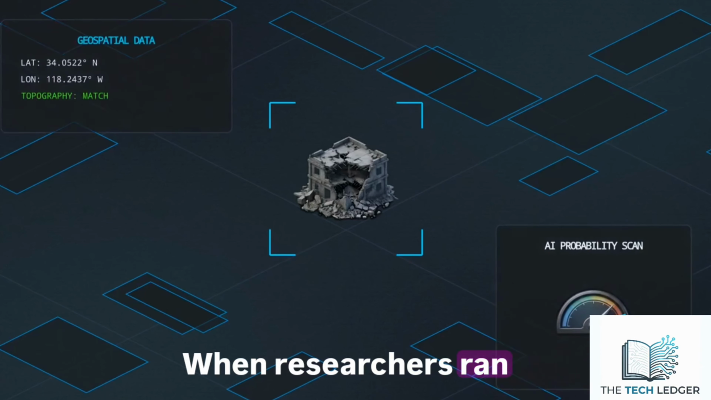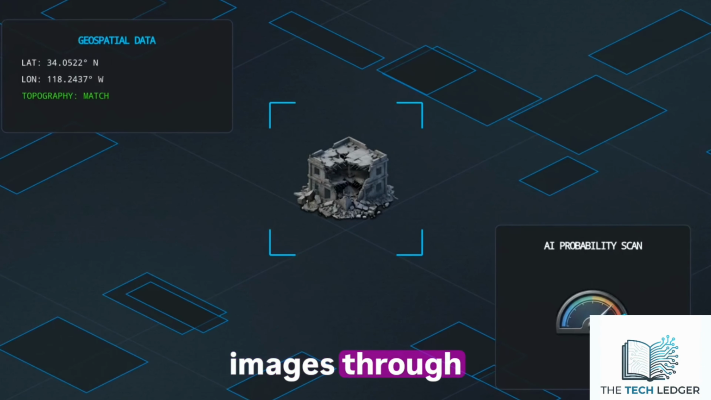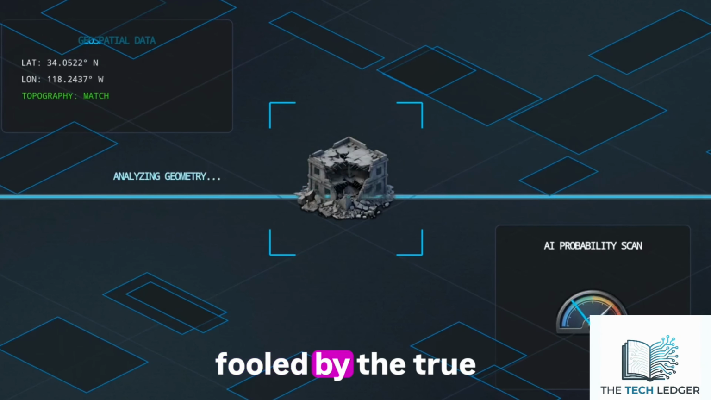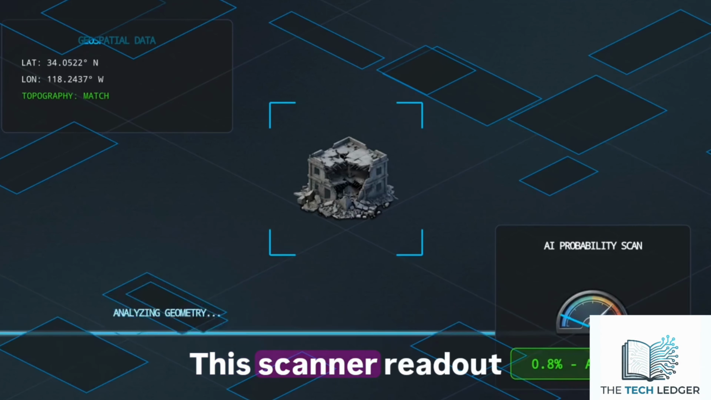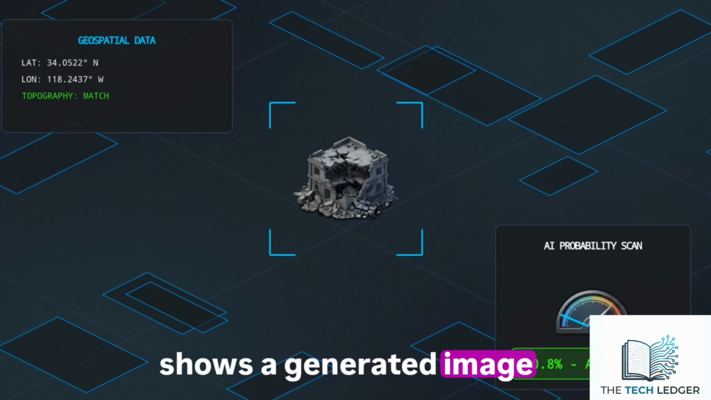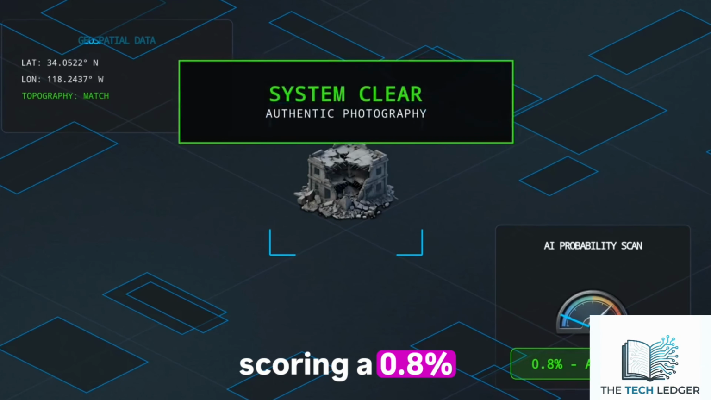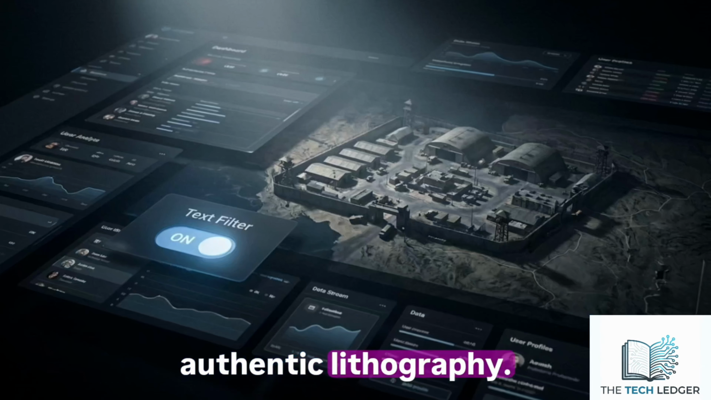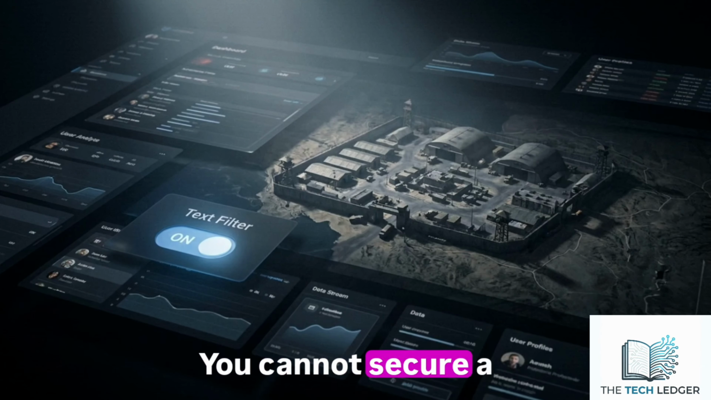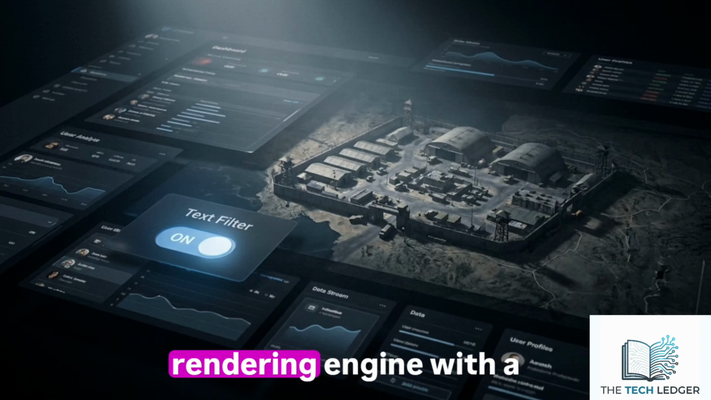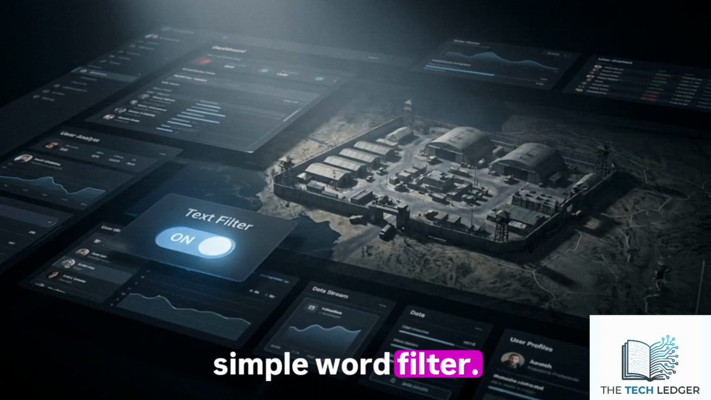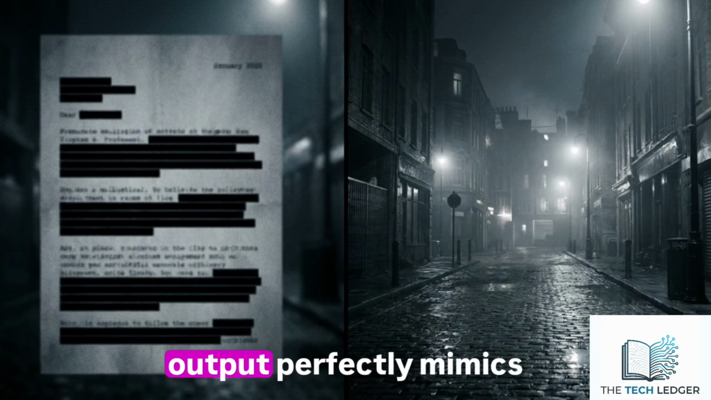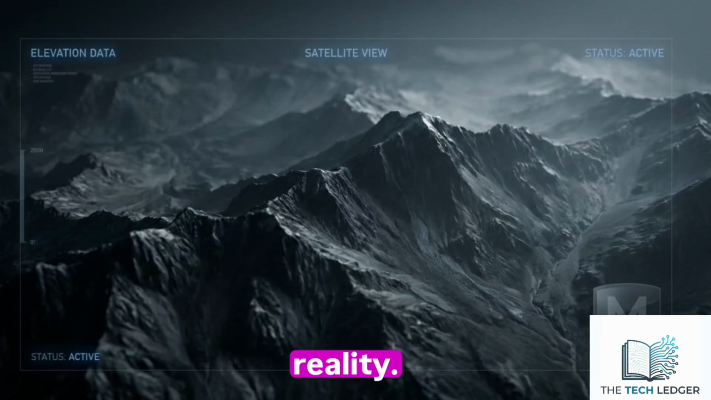When researchers ran these synthetic satellite images through independent AI detection software, the tools were fooled by the true topography. This scanner readout shows a generated image scoring a 0.8% probability, categorizing the deepfake as authentic photography. You cannot secure a topographically accurate rendering engine with a simple word filter. Abstract text moderation fails when the visual output perfectly mimics reality.